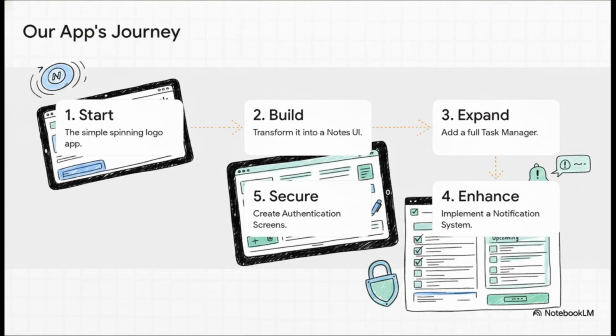Here's the game plan. We're going to take this basic starter app and, step by step, we're going to transform it. First, we'll turn it into a simple UI for taking notes. Then, we'll build that out into a full-blown task manager. After that, we'll tack on a notification system. And finally, we'll build the login and sign-up screens to make it secure. This single app is going to be our playground, our sandbox, and it's going to grow right alongside us as we get deeper into the backend and DevOps stuff.